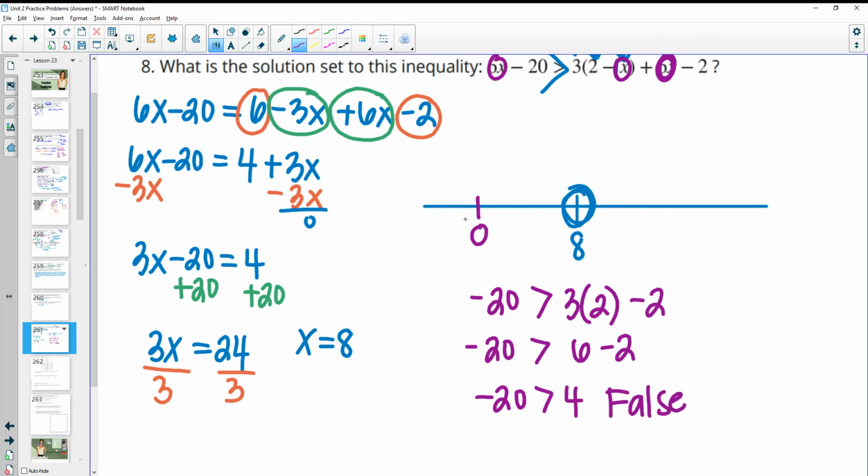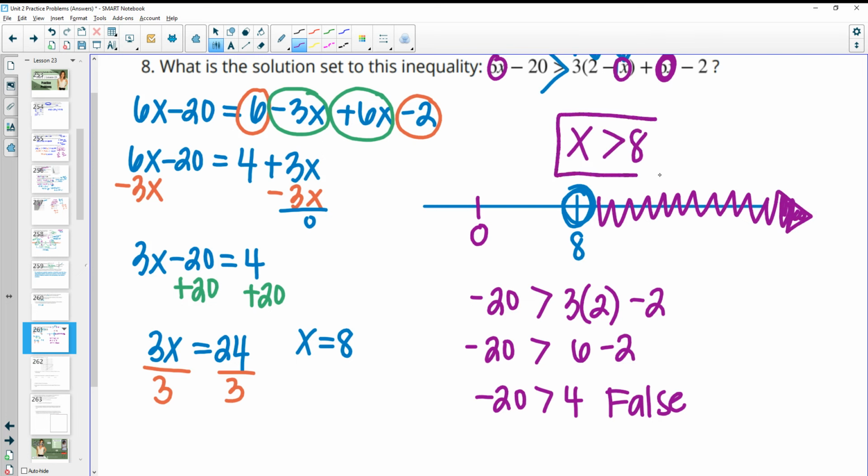That's false. So that means 0 is not in our shaded region. So our shaded region is over here. And that means that we want our numbers that are greater than 8. So we have the numbers shaded that are greater than 8.